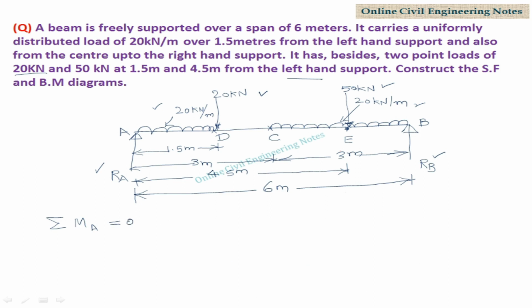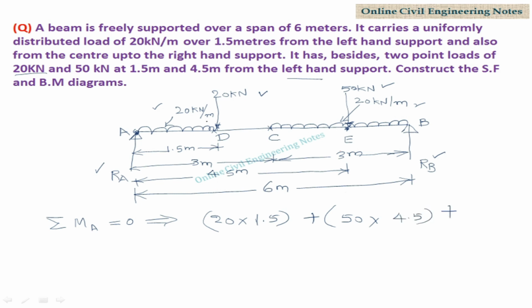Now apply algebraic sum of moments about A is equal to 0. Sigma MA is equal to 0. Taking moments about A. First one is 20 kN. This is the clockwise force acting with respect to A. Force into perpendicular distance: force is 20 kN, perpendicular distance is 1.5. Plus another point load 50. Perpendicular distance from 50 kN to this support is 4.5 meters.